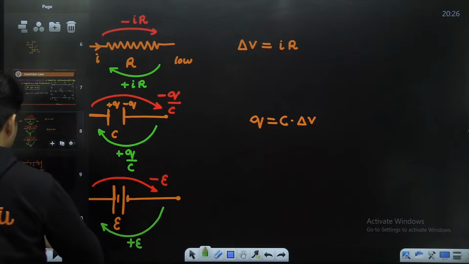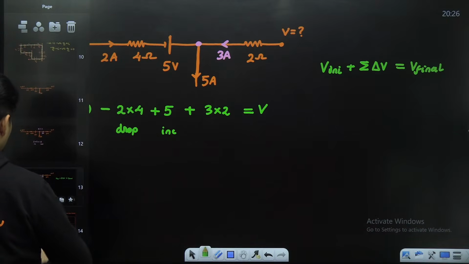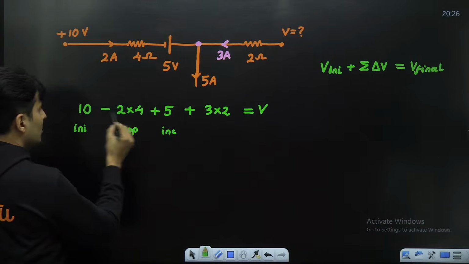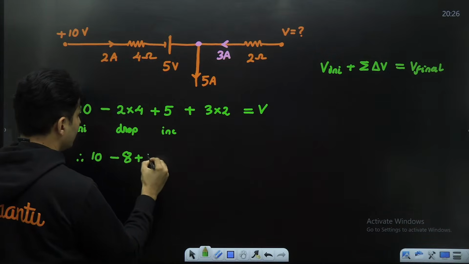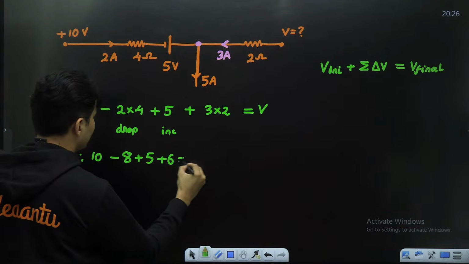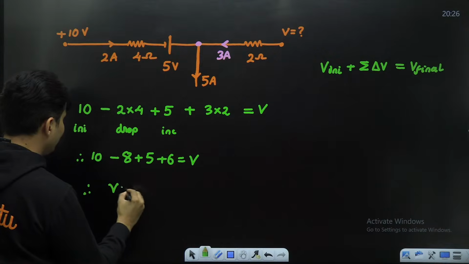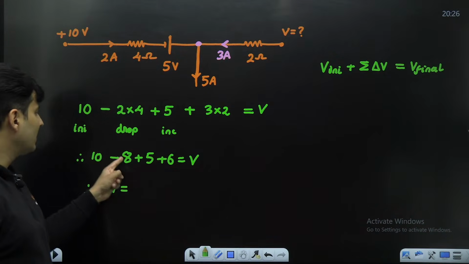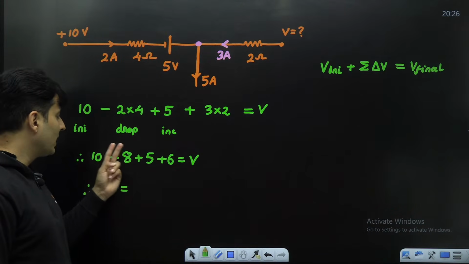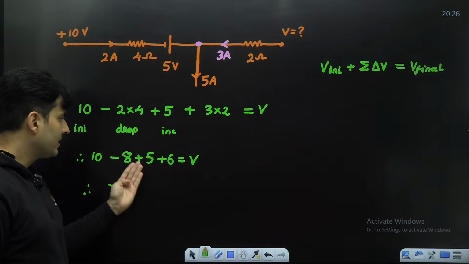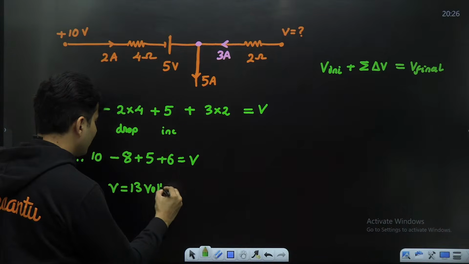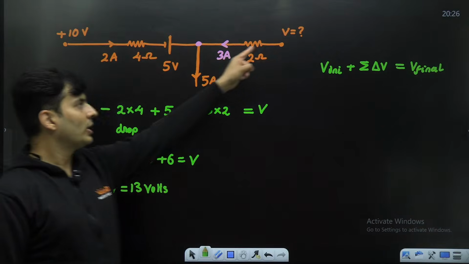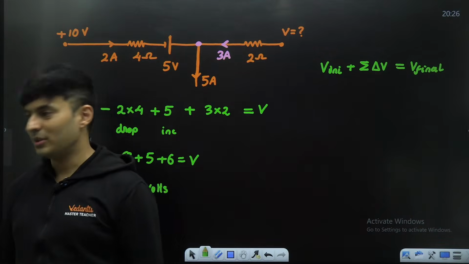Now, what is the answer then? What is the answer, my dear students? Let's see whether you can figure it out. So 10 minus 8 plus 5 plus 6 is V. Therefore, V is equal to 10 minus 8 is 2, 2 plus 5 is 7, 7 plus 6 is 13. So 13 volts is the correct answer. The potential at this point is 13 volts.